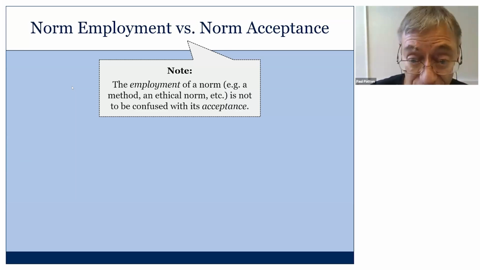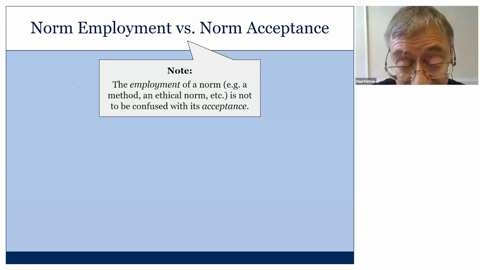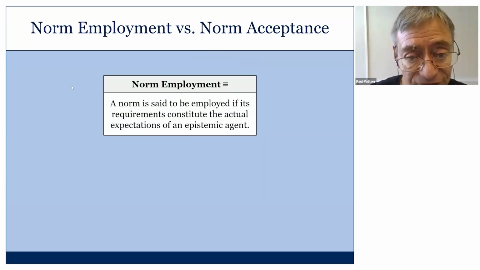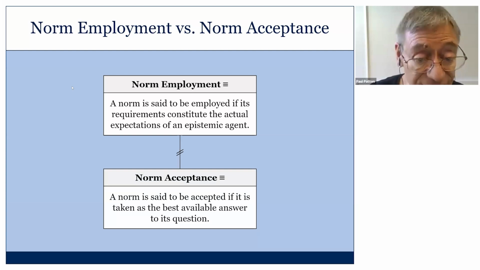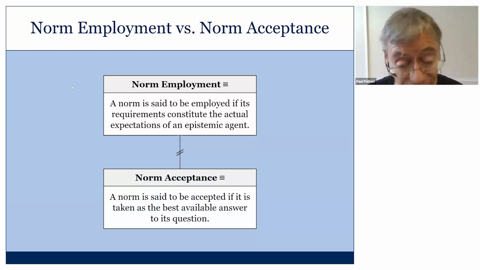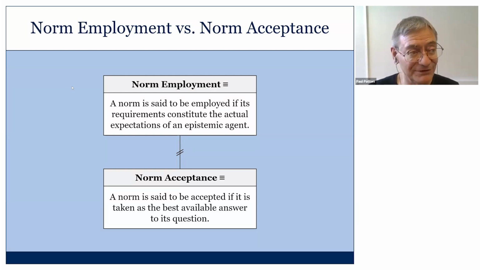The employment of a norm is not to be confused with its acceptance. A norm is said to be employed if its requirements constitute the actual expectations of an epistemic agent, and a norm is said to be accepted if it's taken as the best available answer to its question. Those are two different things. I can accept that I ought not to fake my data. I might believe that faking my data is not a good way to generate new knowledge. But if I'm dishonest, I might not necessarily employ that norm.